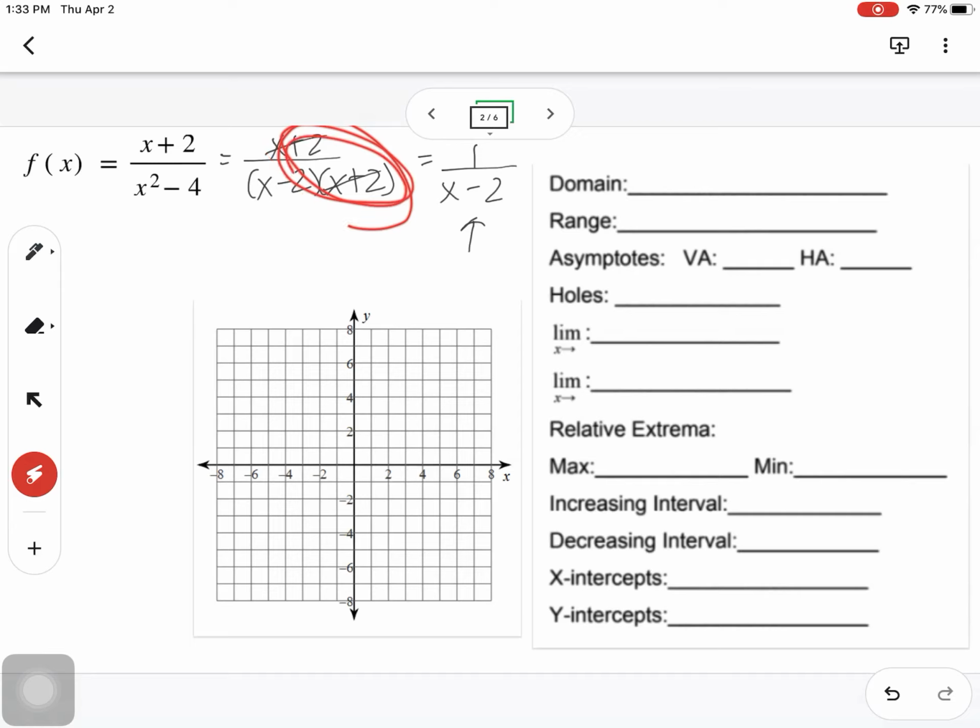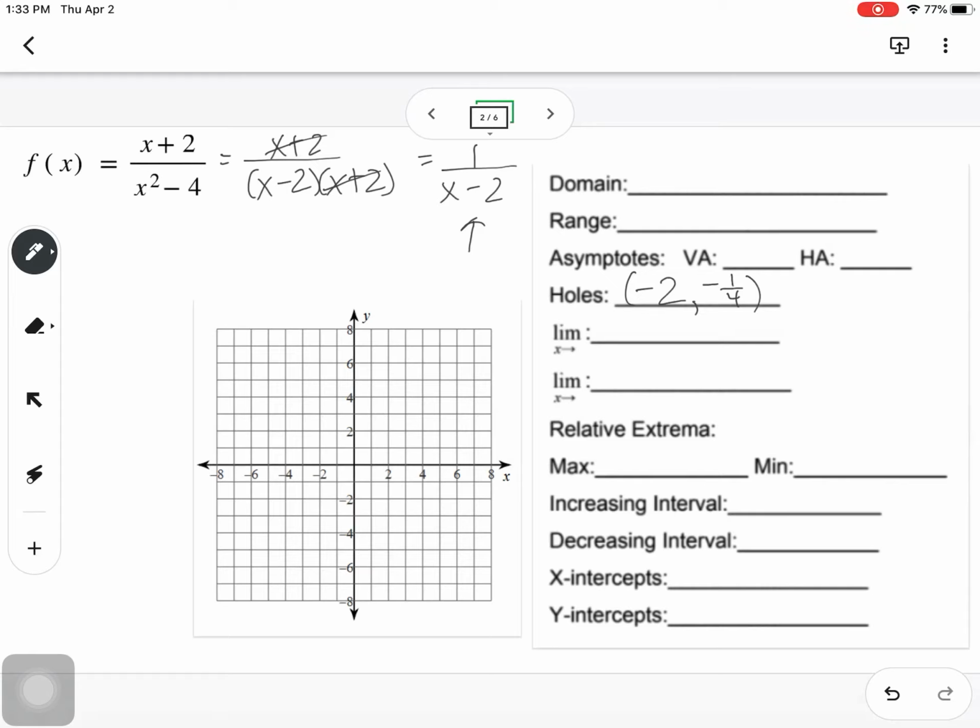What we have to remember, you can find your hole right now because you've simplified something out, and whatever you get when you set that factor equal to 0 gives you the x coordinate of your hole. So here, my x coordinate of my hole is -2, because if I do x plus 2 equals 0, I get -2. You, for your holes, will have y values also. You are going to take your x value here and plug it into this function. So -2 minus 2 is -4. So the y value is just -1/4.